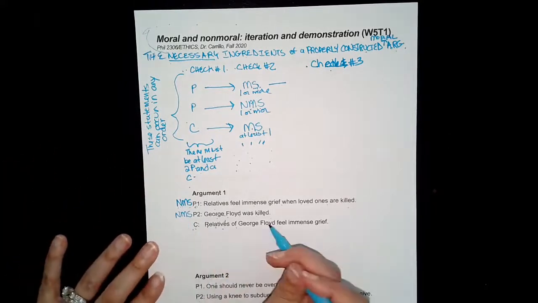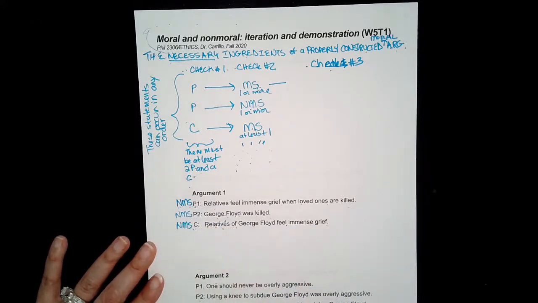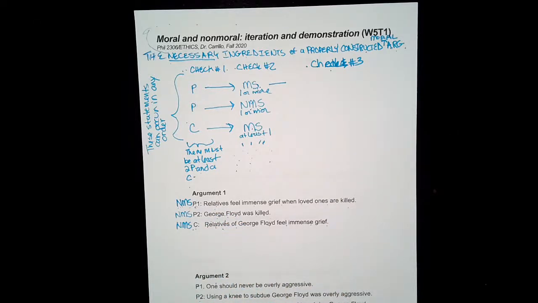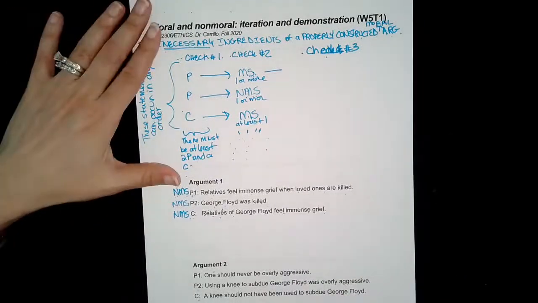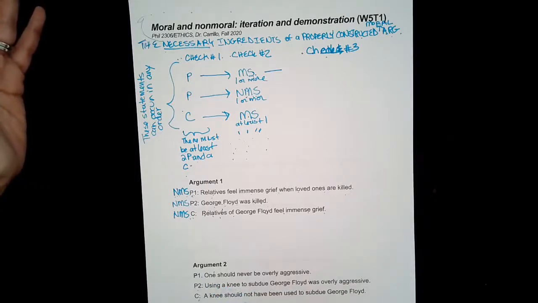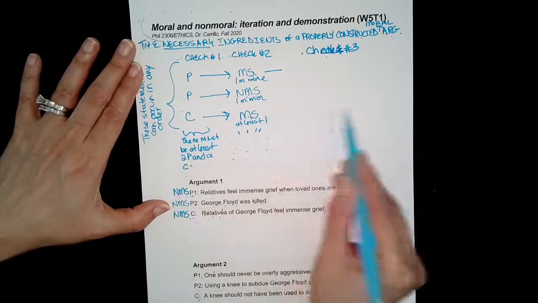So relatives of George Floyd feel immense grief. We'll go ahead and label that just so you can have more examples. So notice that you're also getting examples of terminology that we've used because we're applying the definitions for said terminology. So when something is not a moral argument and I ask you to tell me whether it is or is not, I'm also going to ask you to explain why. And you can explain why in virtue of our checklist.